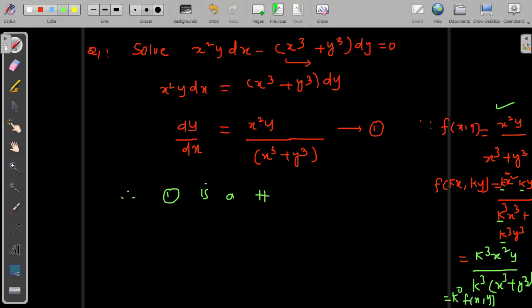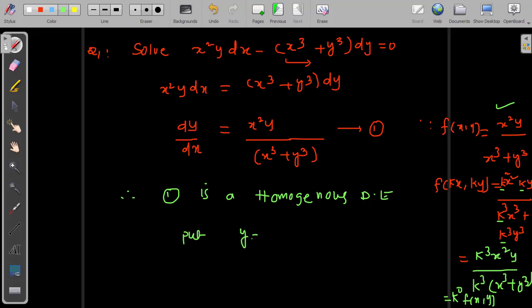Then we can say equation 1 is a homogeneous differential equation, because the function is a homogeneous function with degree 0. This is the idea. After that the substitution is to proceed for the solution.